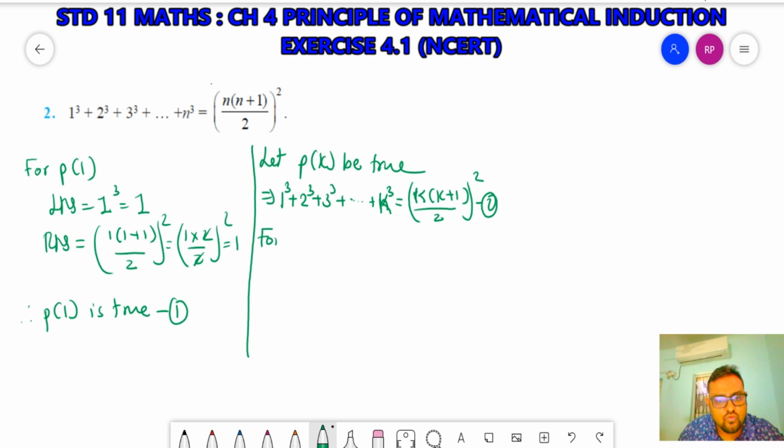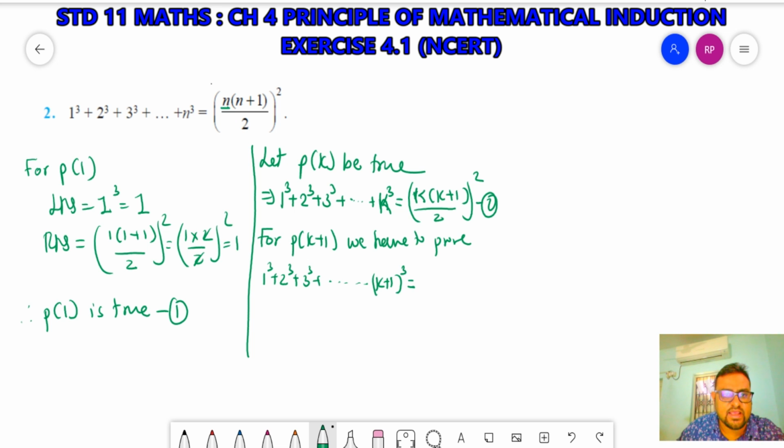Now for P of k plus 1, we have to prove 1 cube plus 2 cube plus 3 cube up to, instead of n I will write k plus 1, so k plus 1 cube, that is equal to, now here instead of n I can write k plus 1, so k plus 1 into, here n is k plus 1 plus 1, so it will be k plus 2, k plus 2 on 2 whole square. Okay, so now let's take LHS.